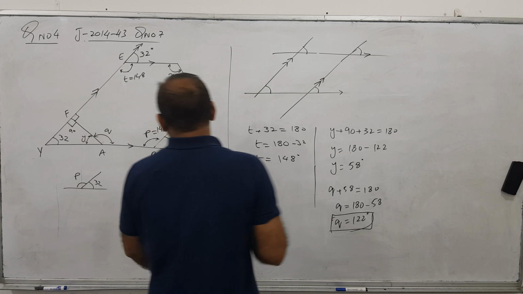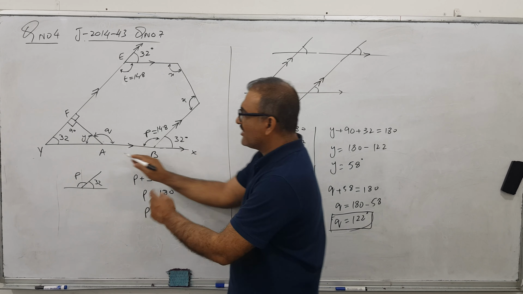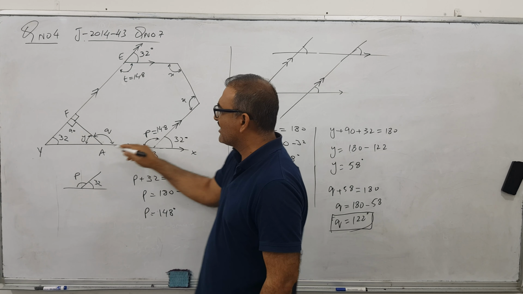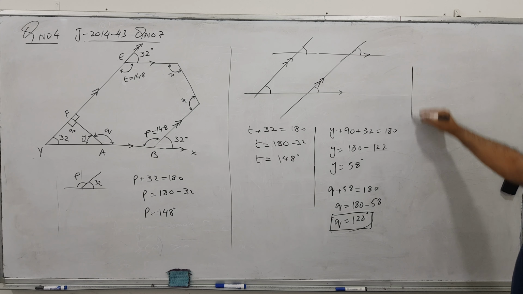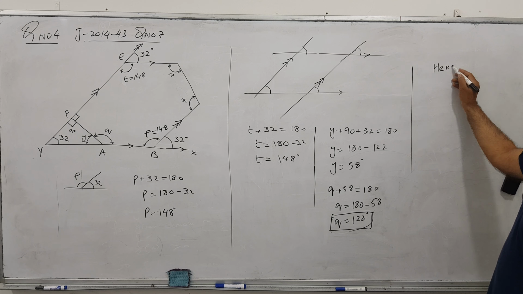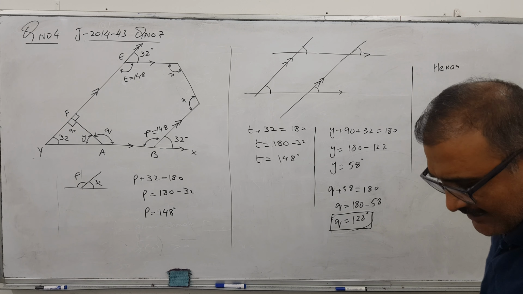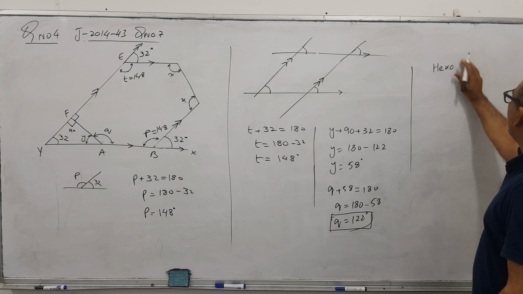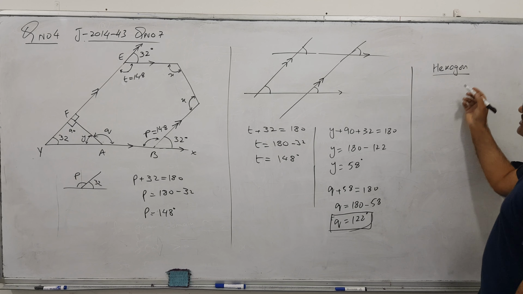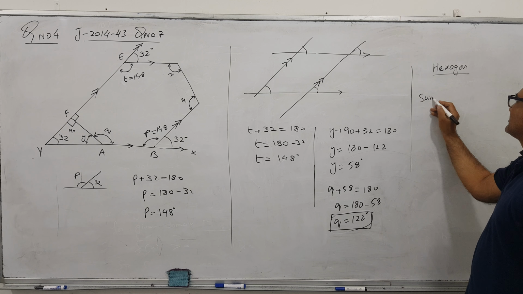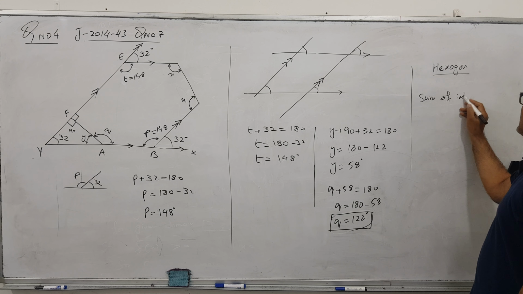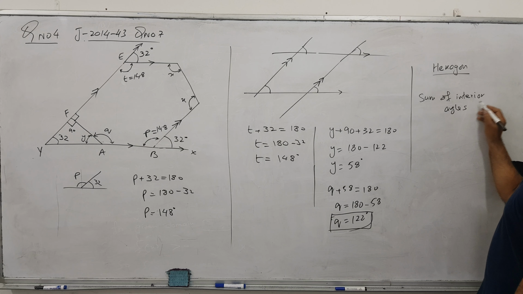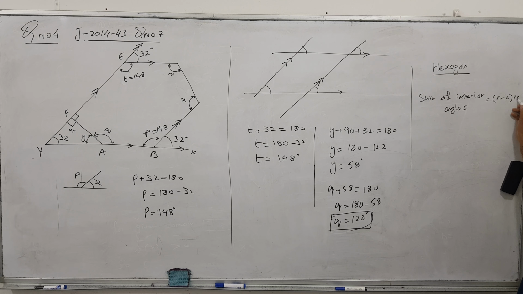For X, if you look carefully, count the sides please, starting from A. 1 side, 2, 3, 4, 5, 6. This is a hexagon. If it is a hexagon, you know it has 6 sides. So what is the sum of the interior angles? The sum of interior angles gives you what? N minus 2 into 180, a fixed formula.